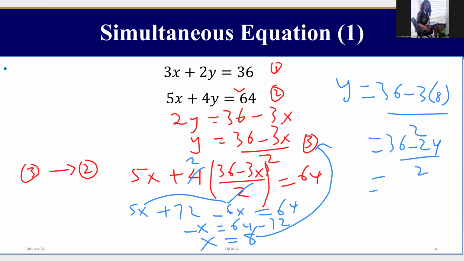That is 12. So you have 12 divided by 2, that's 6. So your y is 6, your x is 8. This is substitution. Easy. Learn it. Let's go to another one.